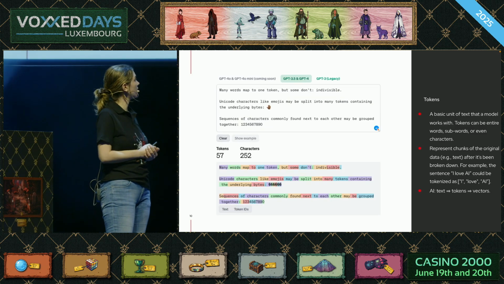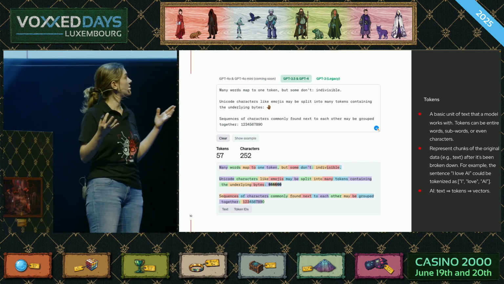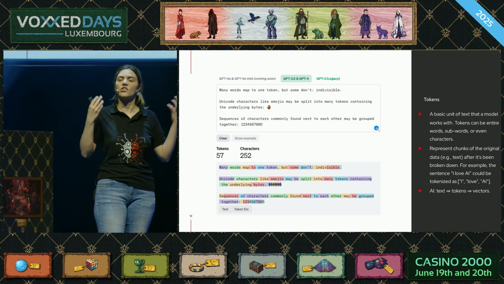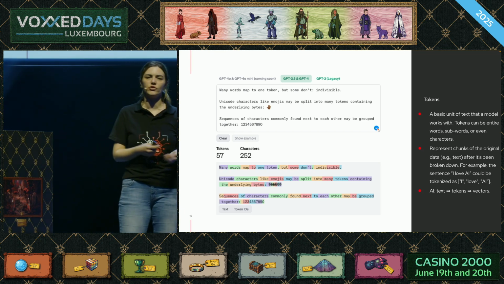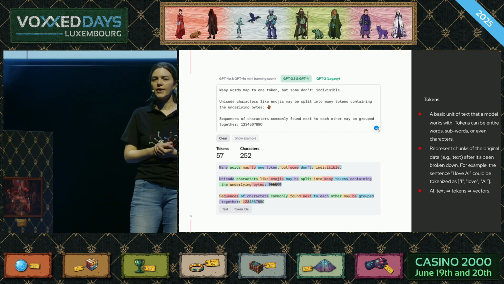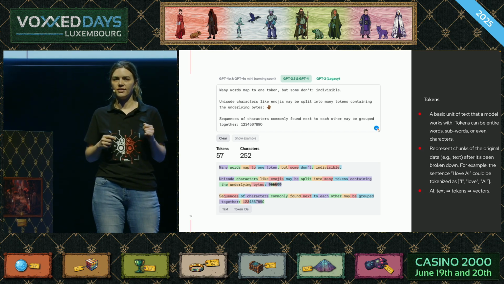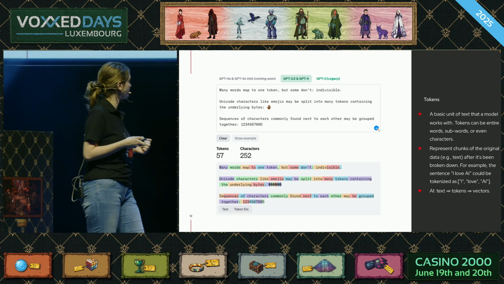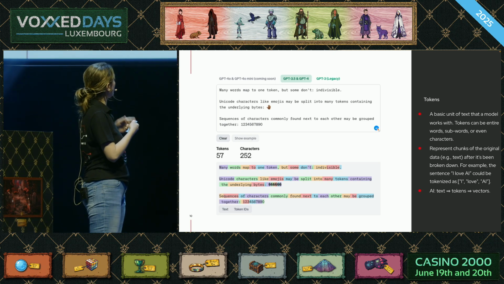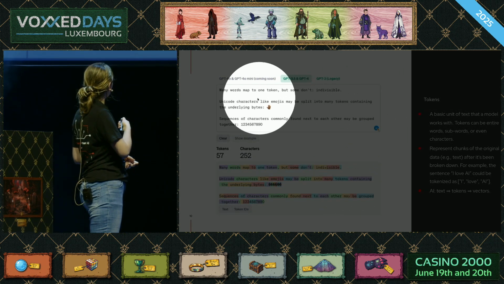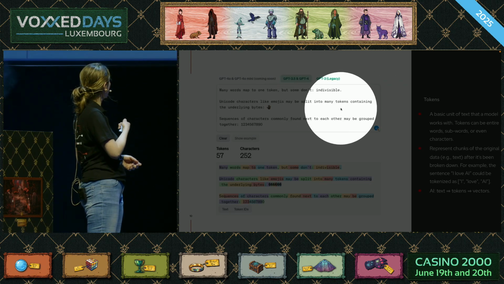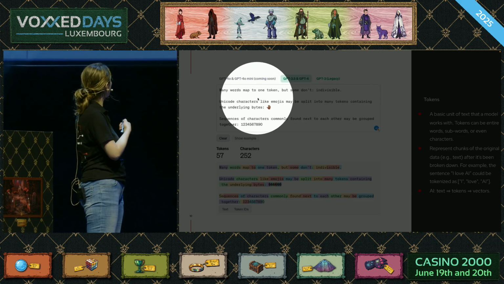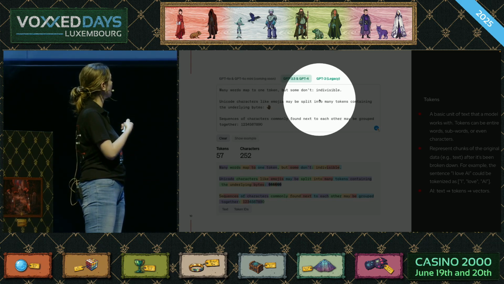Now, what are tokens? A token is the basic unit of text that a model works with. So when you use ChatGPT, for example, or an open source model such as Mistral or Granite, you input some text. The first step for the model would be to tokenize this text. What does tokenize mean? It represents the chunks of the original data. So here we have added some words in the GPT tokenizer. Many words map to one token, but some don't. It's indivisible.